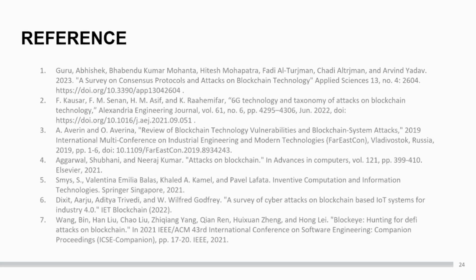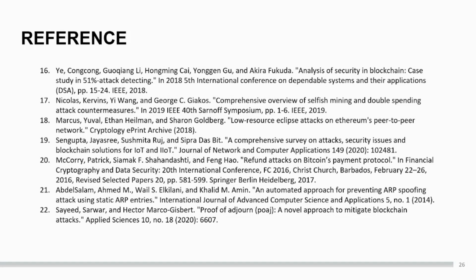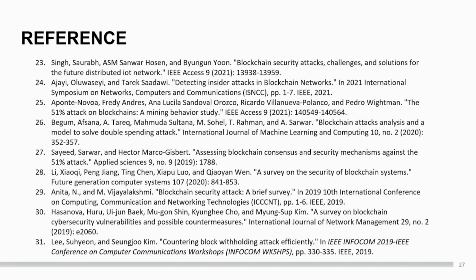And these are my references. I went through approximately 30-35 papers, and most of the attacks are from the research papers, and some I got from online blogs, and I classified them based on the components.